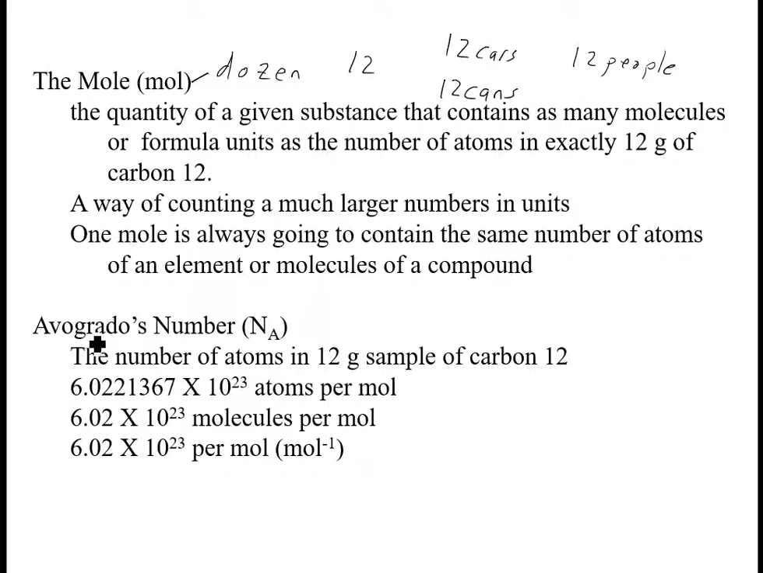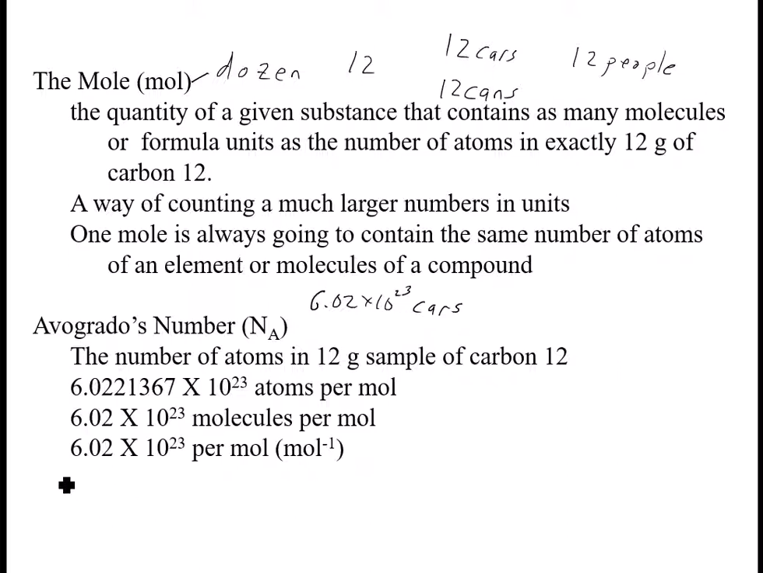And that number is 6.02 times 10 to the 23rd. So basically, 1 mole is equal to 6.02 times 10 to the 23rd. It doesn't matter what I'm counting. I can say that I have 1 mole of cars, which means that I have 6.02 times 10 to the 23 cars. So you use it in a very similar manner as you do a dozen. The only difference is it's a really, really big number.